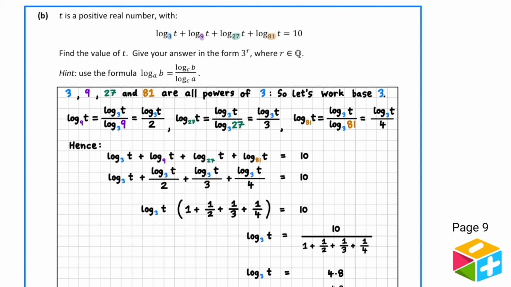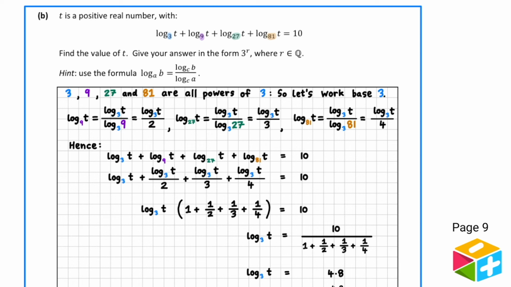It'll be sensible to convert all these logs into base 3. We can do this using the formula in the hint. Applying this statement with a equal to 9, b equal to t, and c equal to 3 tells us that log base 9 of t is equal to log base 3 of t divided by log base 3 of 9. The denominator here can be typed into our calculator. When we do this, it returns a value of 2.